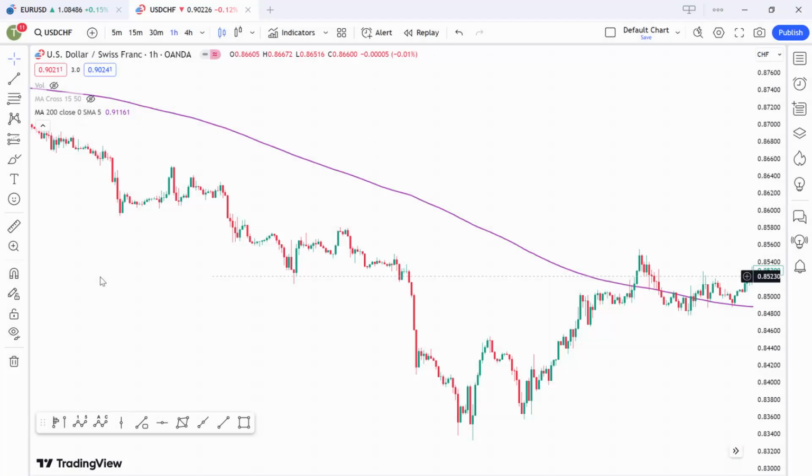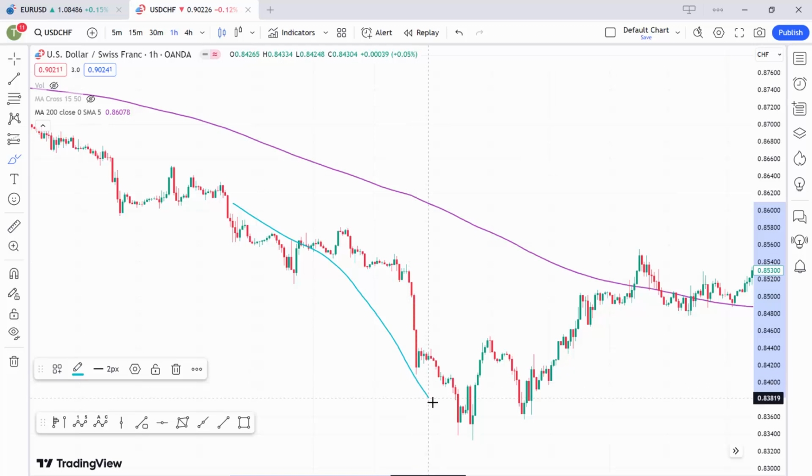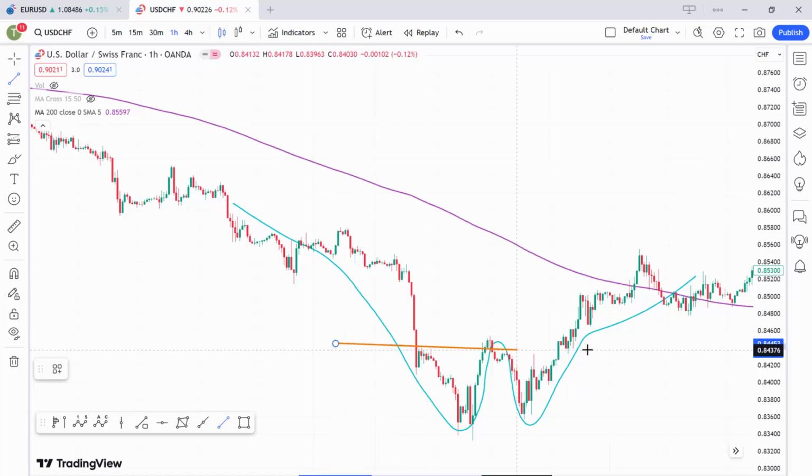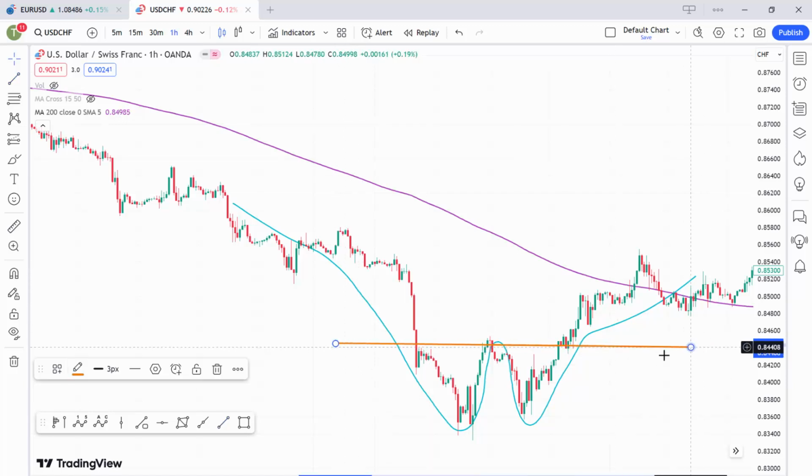I'm on the USD Swiss franc chart using the 1 hour time frame, and I found a really good example of a double bottom. So we have a downtrend, creates the first bottom here, then it makes the valley, second bottom here, goes past, and I think this is going to go much higher than this. We can draw a neckline right about here.